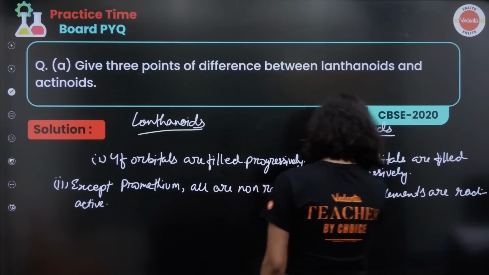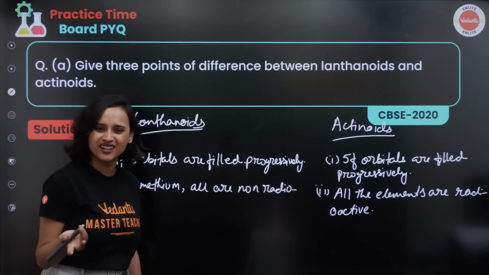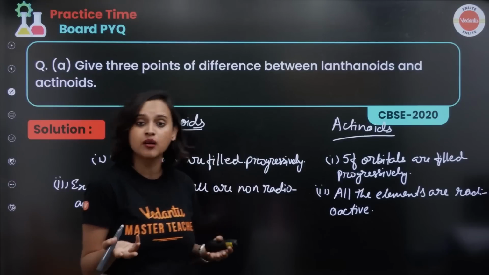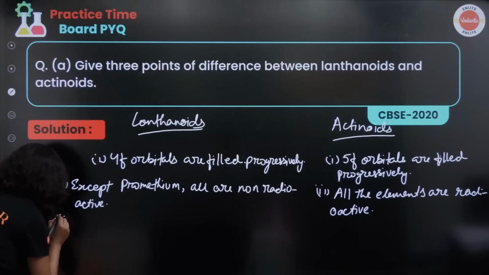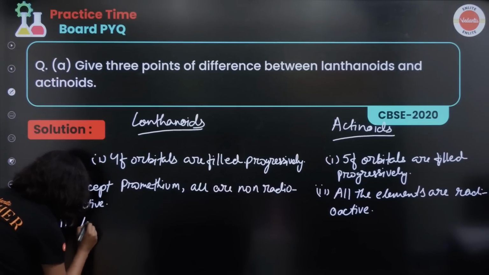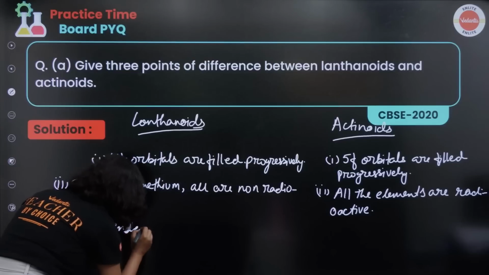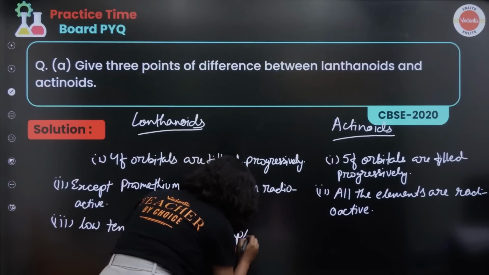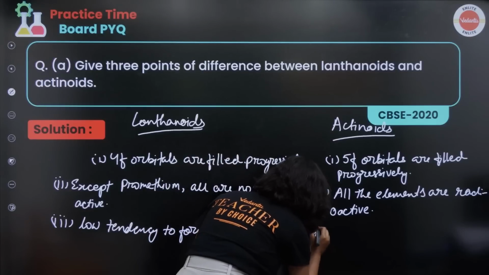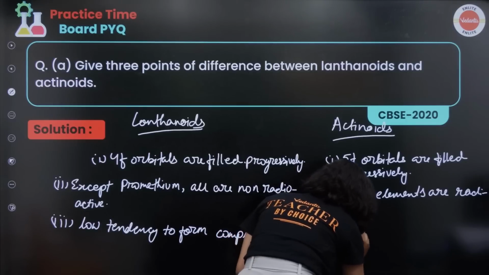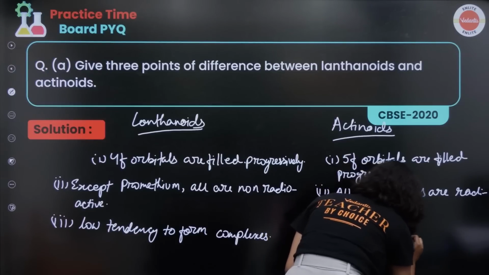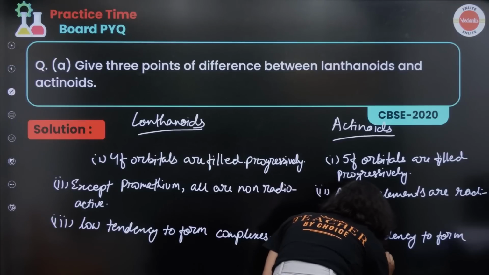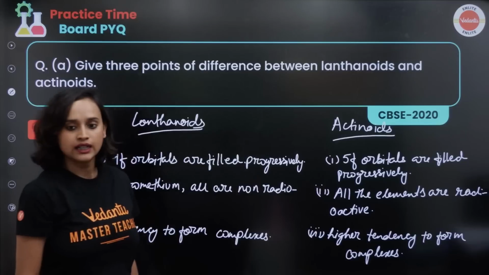Now, third point that I am writing here is that lanthanoids have low tendency to form complexes, whereas actinoids have greater tendency to form complexes. You could also write about their atomic numbers or so on, but I think this is a better one to write. So, low tendency to form complexes, higher tendency to form complexes. Alright? Crazy easy, isn't it?